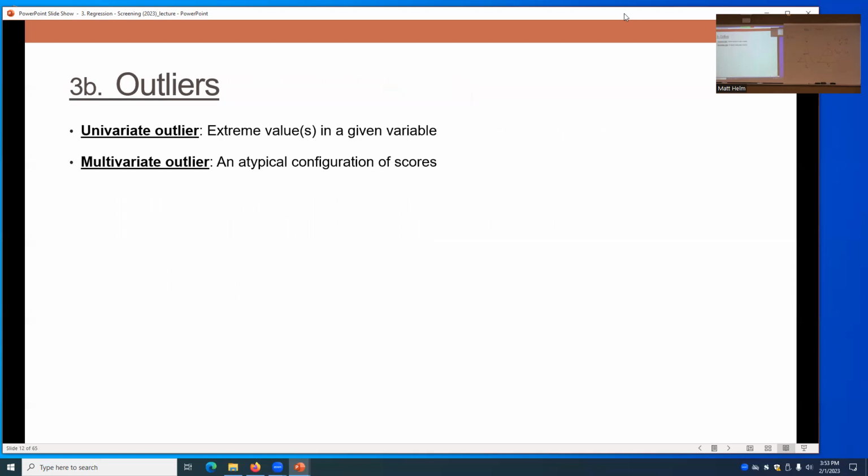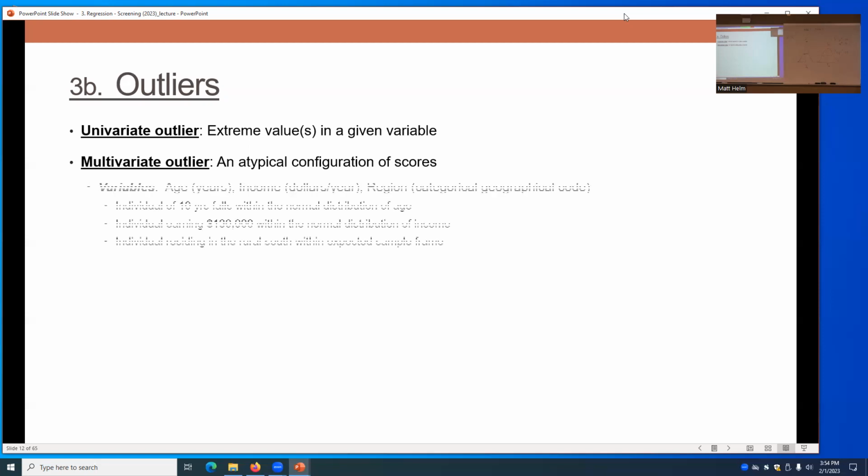All right. Outliers or extreme values. I like extreme values just because it seems like less of a categorical thing. But we can call these univariate outliers, or extreme values. A univariate outlier is an extreme value on a given variable. A multivariate outlier, though, is something we're going to add in new. This is a new concept. This is some sort of atypical configuration of scores, a collection of scores that's going to be strange for some reason.